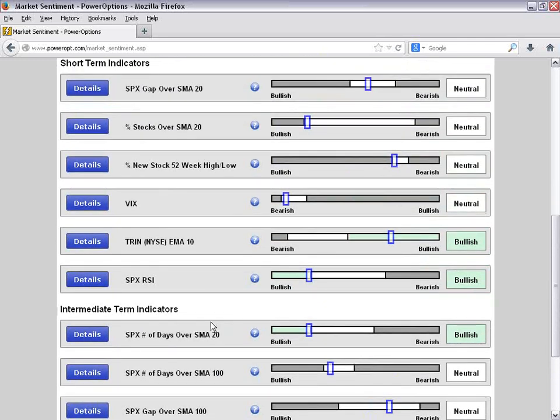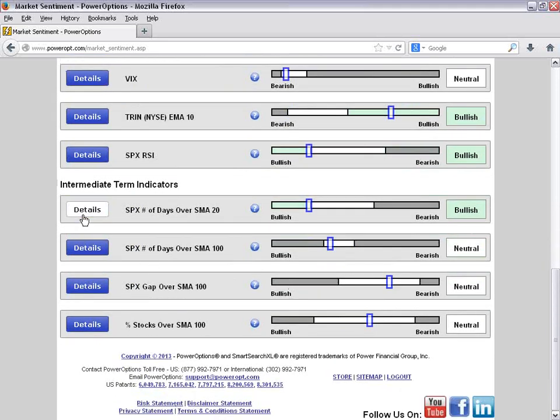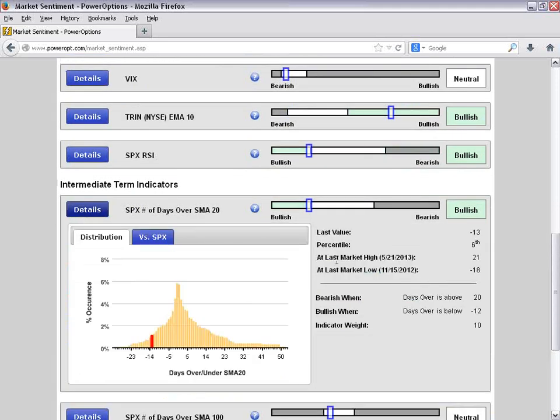All right, now I want to go ahead and take the SPX number of days over the SMA 20, and that's shown up as a bullish indicator. Well, does that mean that the SPX is currently above its SMA 20? No, it's actually below.